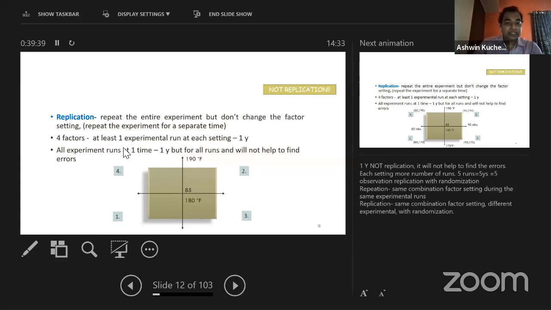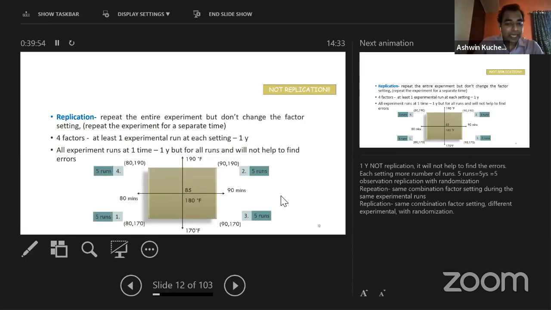Now let me consider the same parameters, 80 and 90 for time, and 170 and 190 for temperature, and these are my 4 factorial points at 4 different corners, divided into 4 randomized points. So what should I do? I have to replicate, so I should have some number of runs. I select 5 runs for each factorial design: 5 runs for 1 treatment, second treatment, third treatment, so 5 into 5 into 5 into 5. That many trials need to be performed, with 5 runs at a constant setting. The setting should remain constant, but randomization should be followed.